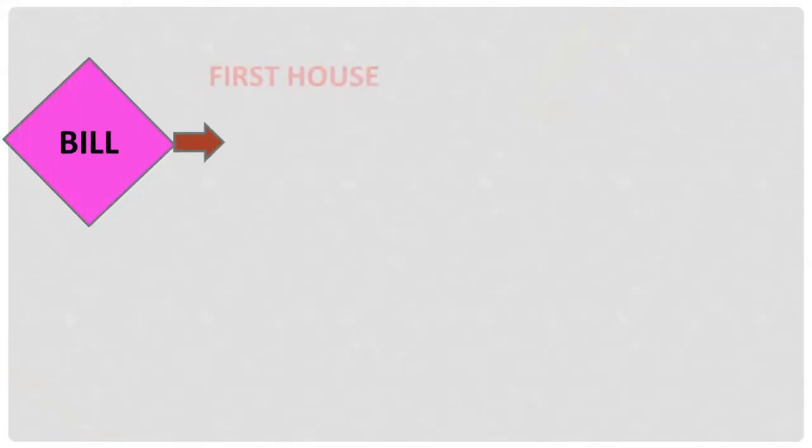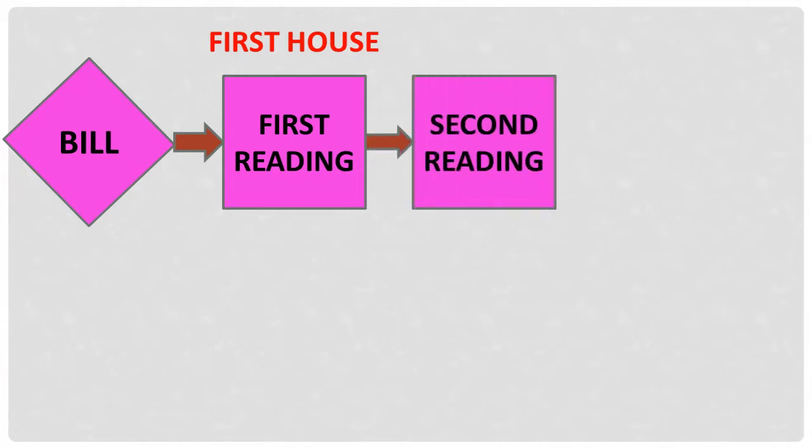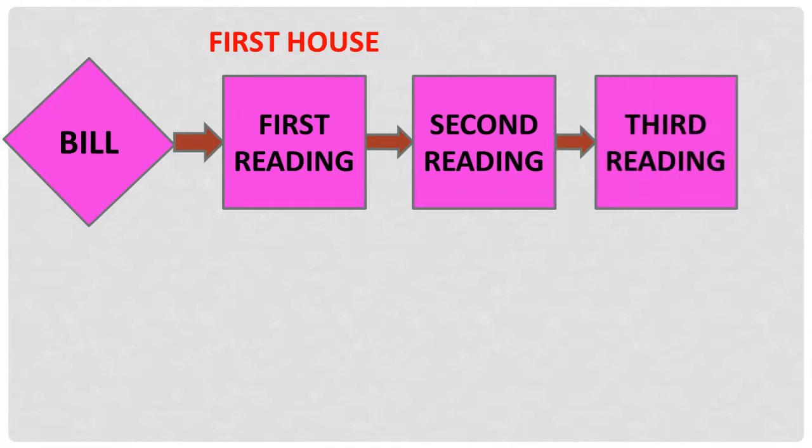Bill in first house, first reading. Through the first reading, the bill is introduced. Then the second reading. Through the second reading, each and every article included in the bill is either passed, changed or rejected after discussion. Then the third reading. Through the third reading, the bill is passed or rejected.